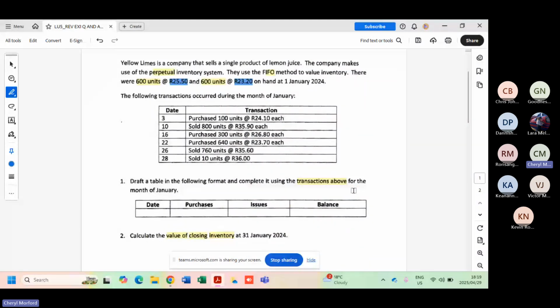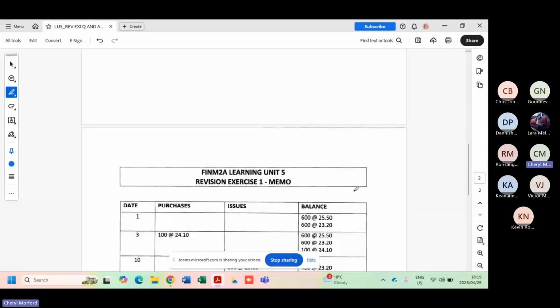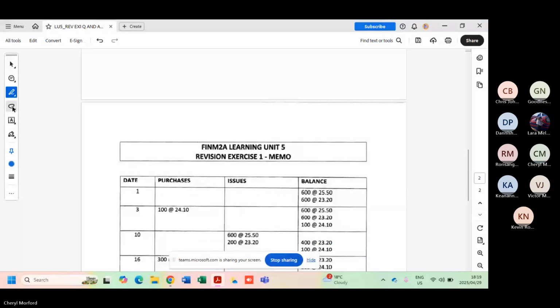So at the first of the month, we had on hand those various items. So how's it going to look? Okay. Like this. We're going to do there. In the balance column, we're going to say 600 at 25.50. Keep separate on another line, 600 at 23.20.